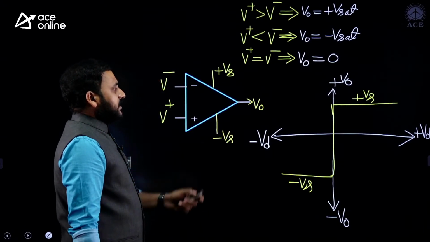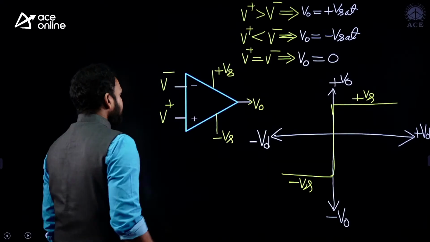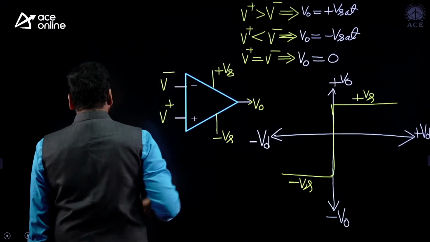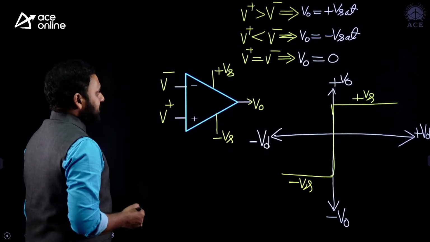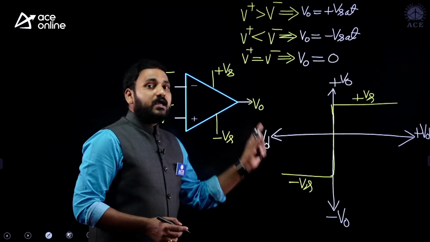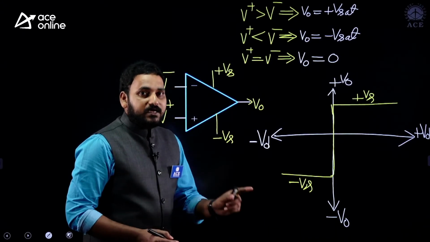So this is the transfer characteristic of an op-amp in open loop. So in open loop, I can say the op-amp can compare the voltages. In this case, we can also call it a 1-bit quantizer.